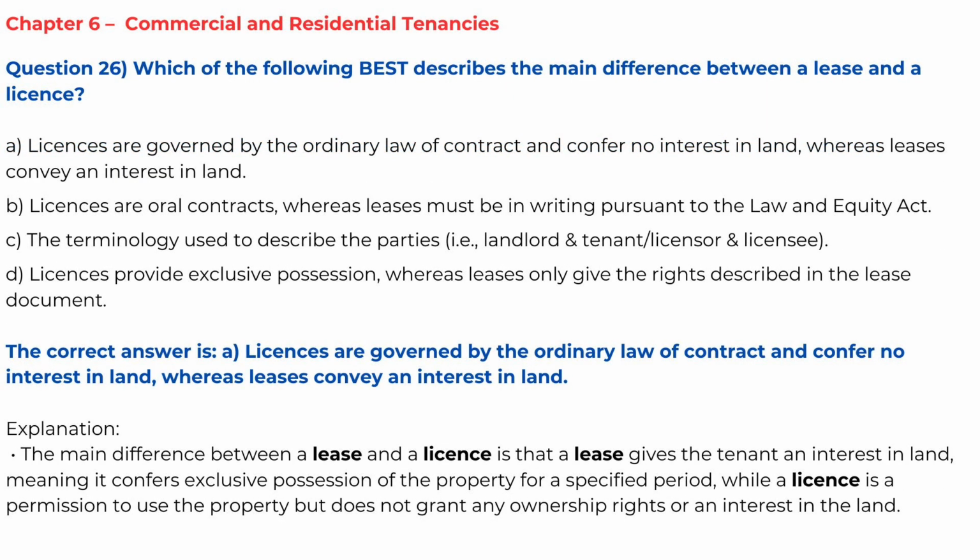Question 26. Which of the following best describes the main difference between a lease and a license? The correct answer is A. Licenses are governed by the ordinary law of contract and confer no interest in land, whereas leases convey an interest in land. Explanation. The main difference between a lease and a license is that a lease gives the tenant an interest in land, meaning it confers exclusive possession of the property for a specified period, while a license is a permission to use the property but does not grant any ownership rights or an interest in the land.